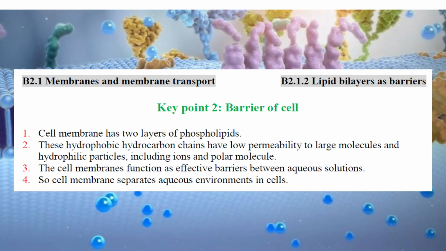And what is the usage of the cell membrane? Basically, it's a barrier of the cell. Okay? The cell membrane has two layers of phospholipids. The hydrophobic hydrocarbon chain inside has no permeability to large molecules and hydrophilic particles. Okay? So ions and polar molecules can't pass through the middle hydrocarbon chain. So the cell membrane functions as an effective barrier between aqueous solutions. So the cell membrane separates the aqueous environment in cells.